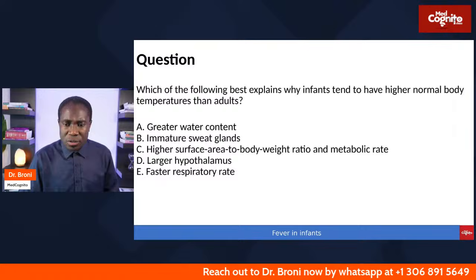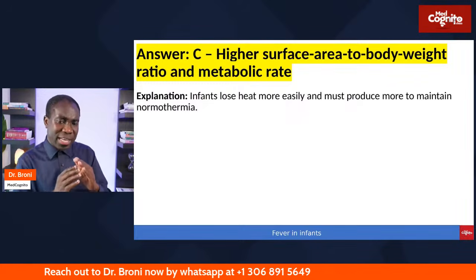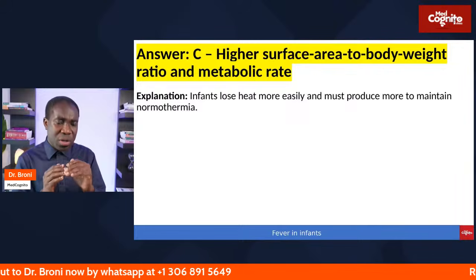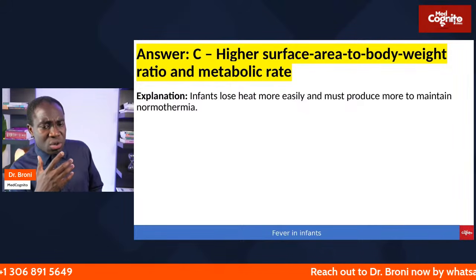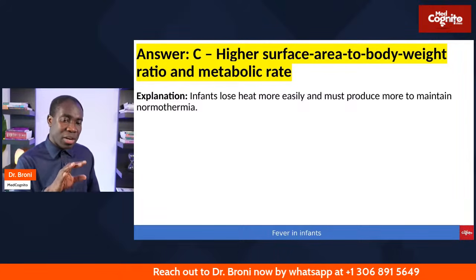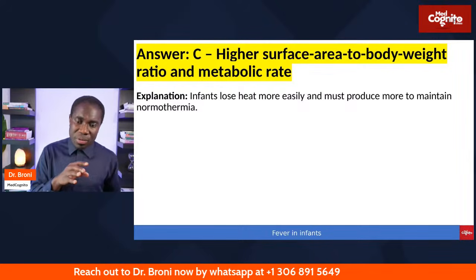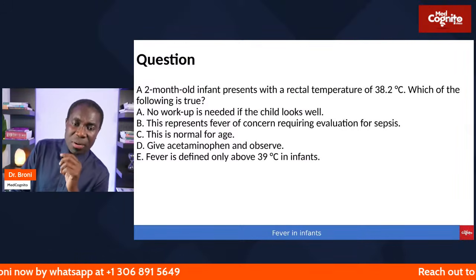Okay, so the correct answer is C. They have a higher surface area to body weight ratio and a higher metabolic rate, right? And so infants lose heat more easily and must produce more to maintain their normothermia. So the correct answer is C. Now, you have another question.